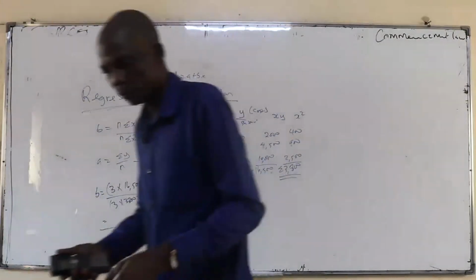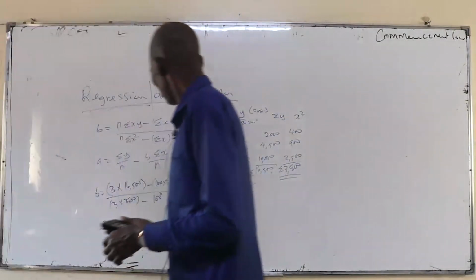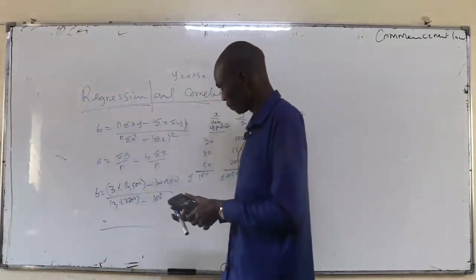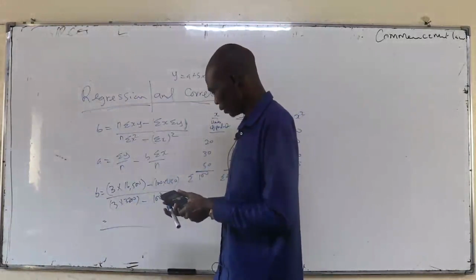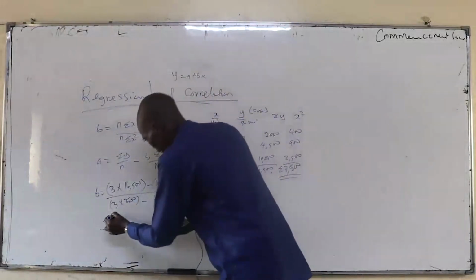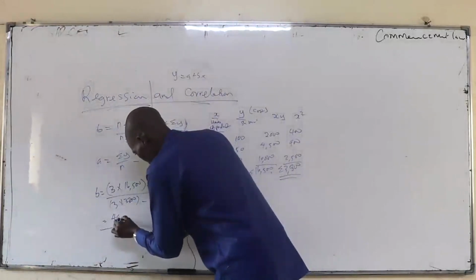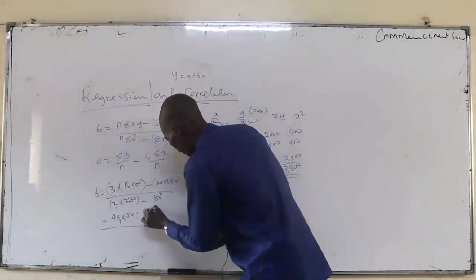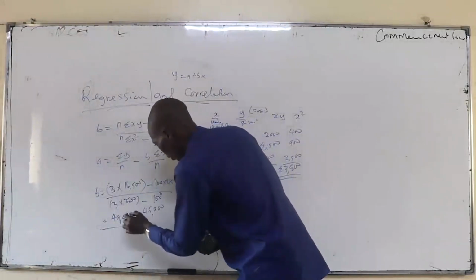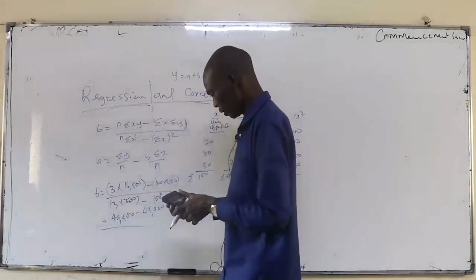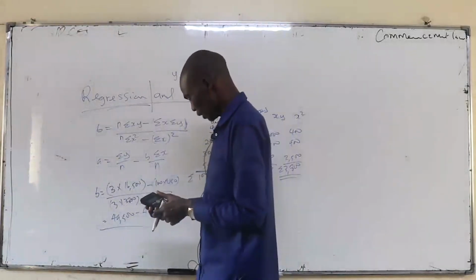Now we proceed in the computation. We have our values here. We have 3 times 16,500. We get 49,500 minus 100 times 450, which is 45,000. That over 3 times 3,800.